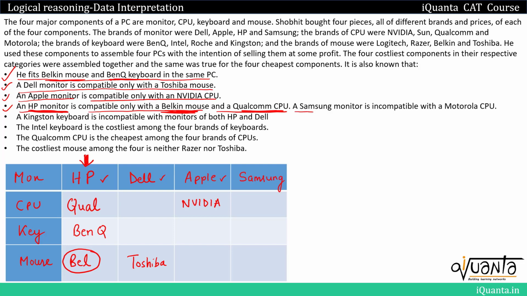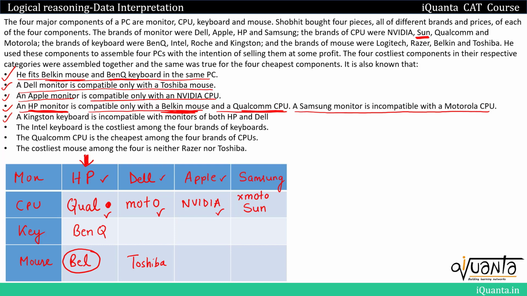Reading further, a Samsung monitor is incompatible with a Motorola CPU. So we cannot have a Motorola CPU over here. Motorola CPU cannot come with Apple. So very clearly we'll have to put this Motorola CPU with Dell. So now we have Qualcomm CPU, Motorola CPU and Nvidia CPU assigned. Only one CPU remains, which is of Sun. So Sun CPU will come with Samsung monitor. I hope this much is clear to you.